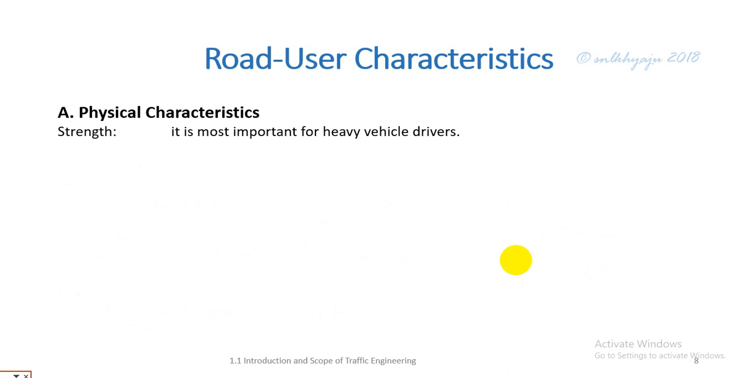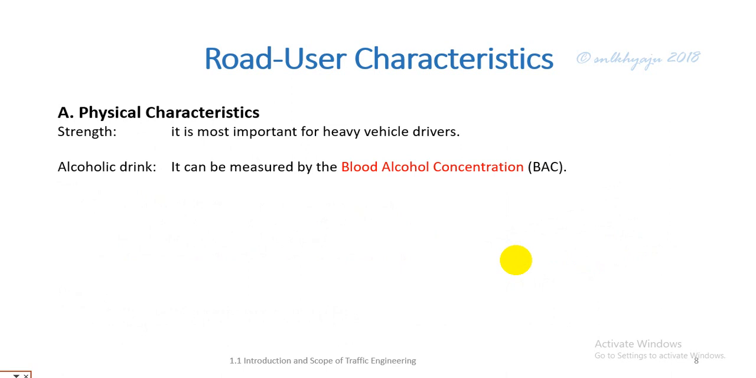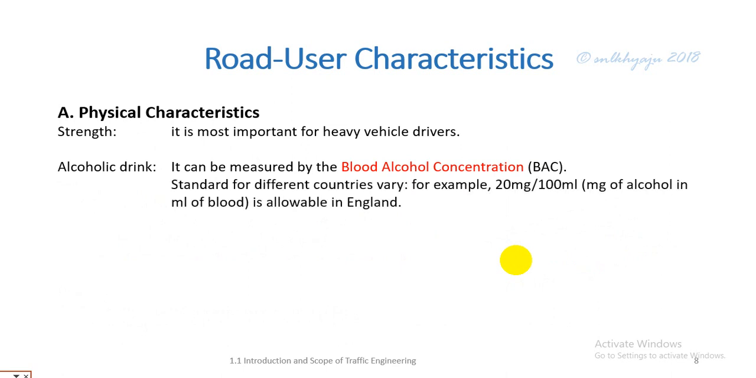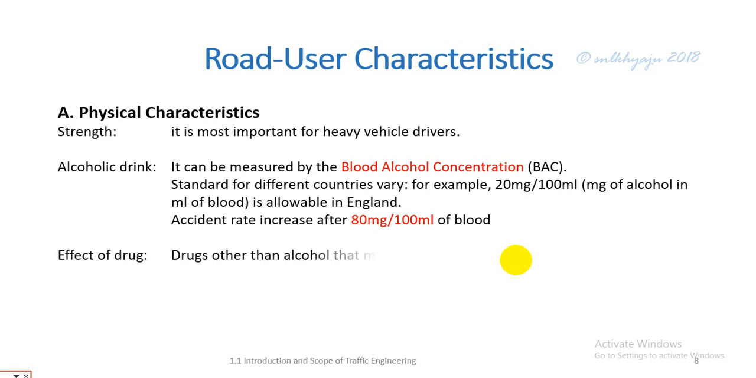Strength. It is most important for heavy vehicle drivers. Alcoholic drink. It can be measured by the blood alcohol concentration. Standards for different countries vary. For example, 20 mg per 100 ml of blood is allowed in England, but in case of Nepal, the tolerance is zero. Accident rate increases after 80 mg per 100 ml of blood.